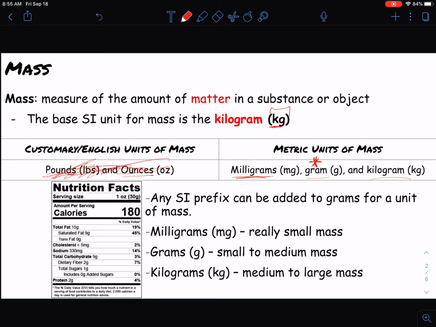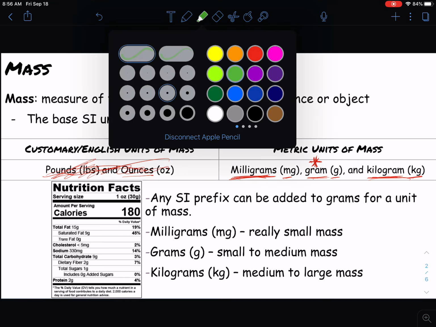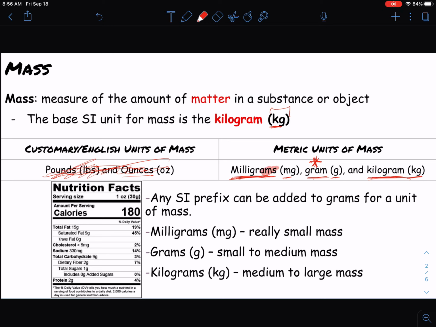And I forgot to highlight these ones, but this should be in red, so you should be copying down each one of these things in your notes here. And I'll even highlight them in red for you. These ones here should be being copied down into your notes, even though they aren't in red here. But milligrams, grams, and kilograms. And you'll be able to see the difference in sizes of those as we go through class.